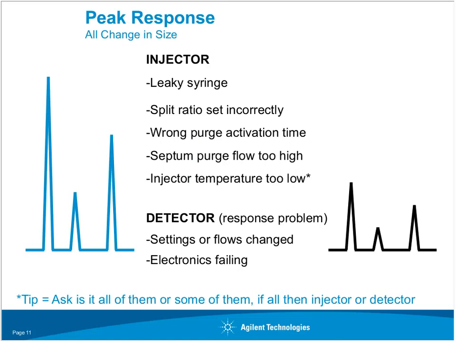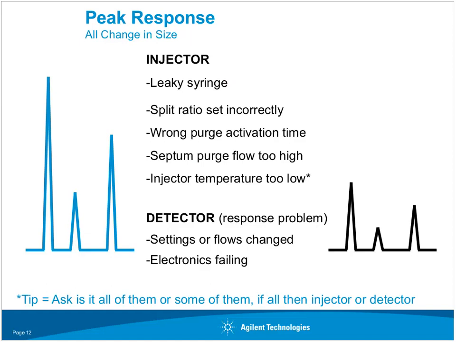Okay, so the next one we'll look at is peak response. If you look at, again, the desired chromatogram on the left, what's causing this? It can be a leaky syringe. Please remember, syringes do not last forever, but the care and maintenance of that syringe is important. If you're dealing with some really dirty samples or problematic samples, please go in from time to time and manually clean that syringe.